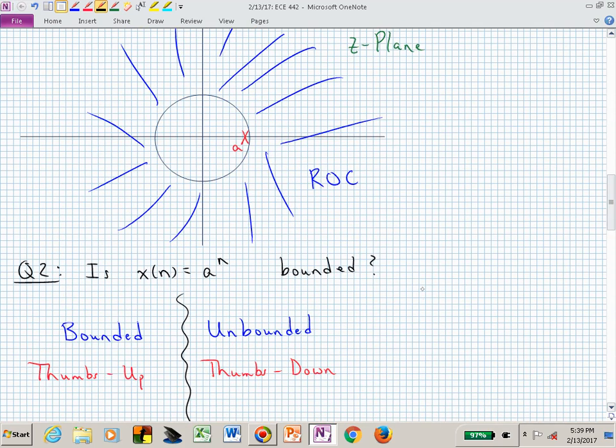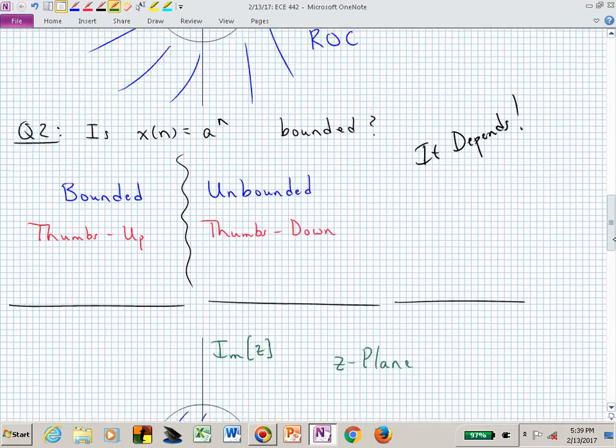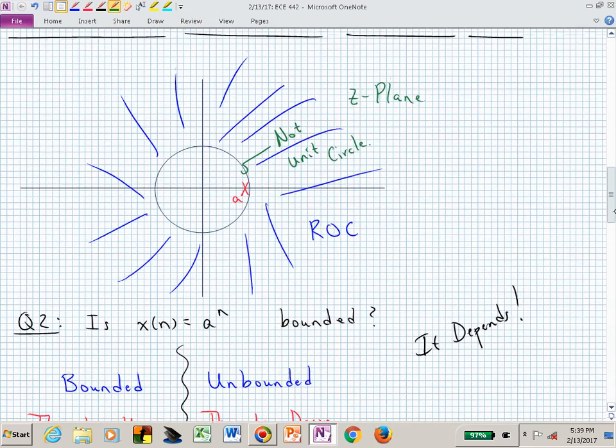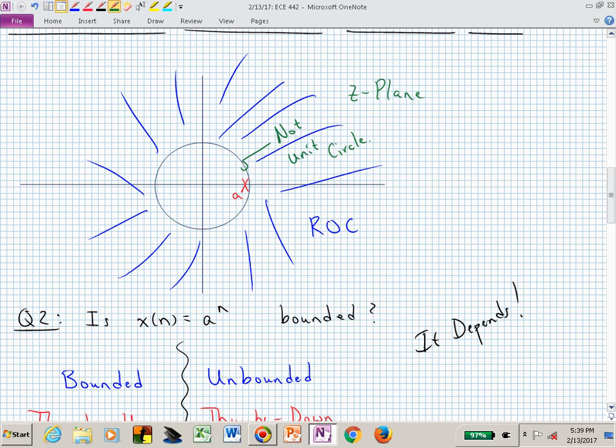So here, I tried to say not the unit circle. So let's say that A is less than 1. Is it bounded or unbounded? If A is less than 1, is your thumb up or down? 1, 2, 3.